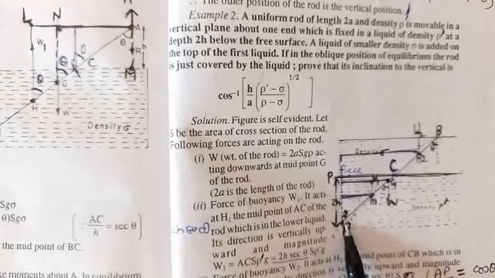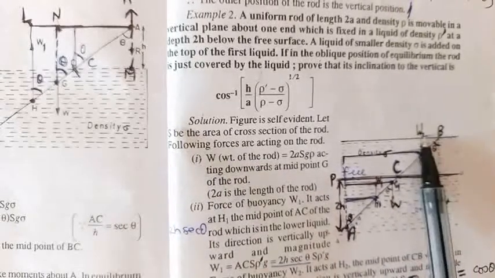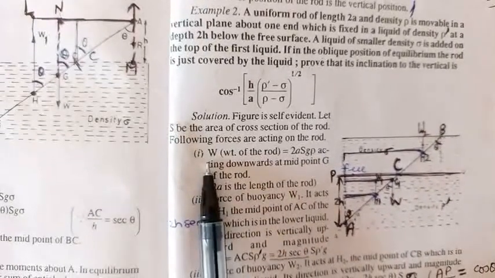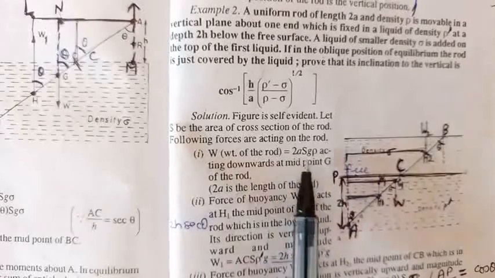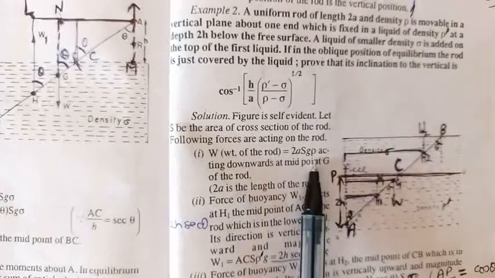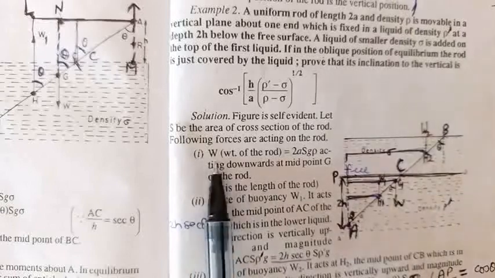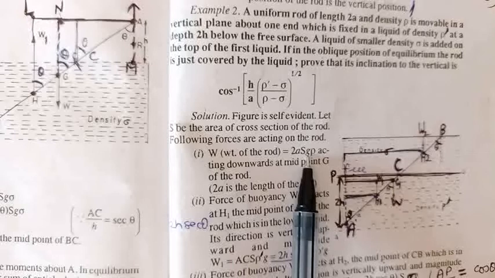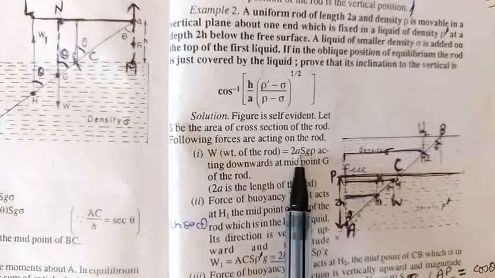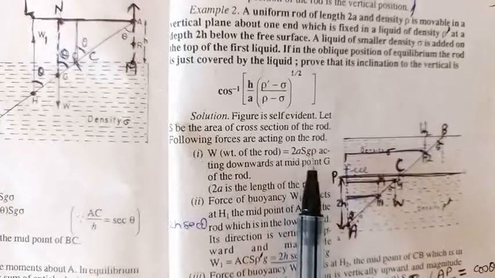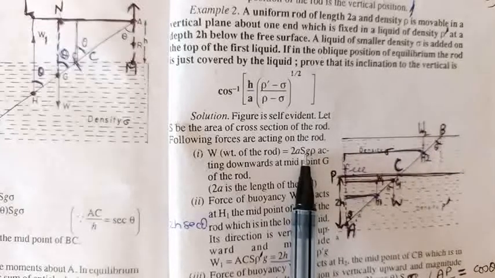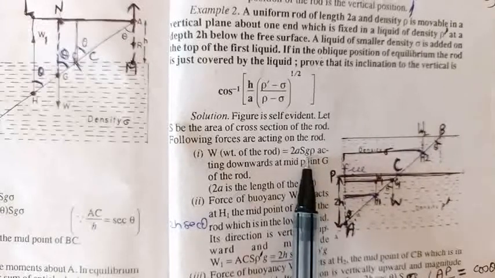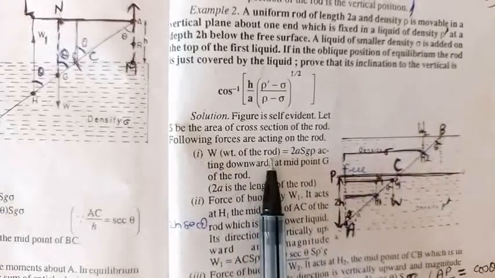Now let us find the values of W, W1 and W2. First of all we find the weight W. By definition, W is given by volume of the rod into density of the rod into g. Volume of the rod means length into area of cross section. Length of the rod is 2a and area of cross section we have denoted by S. Density of the rod is rho. So we get W = 2a S rho g. This is the weight of the rod.